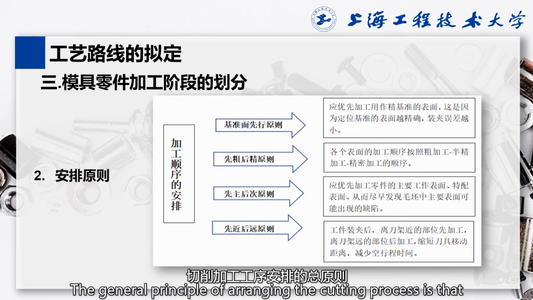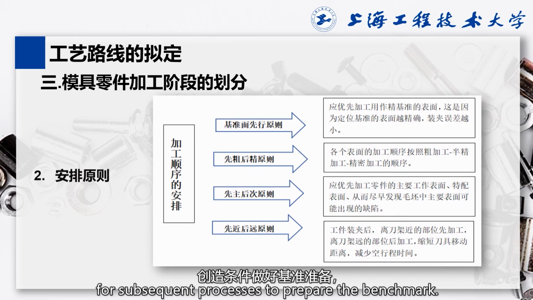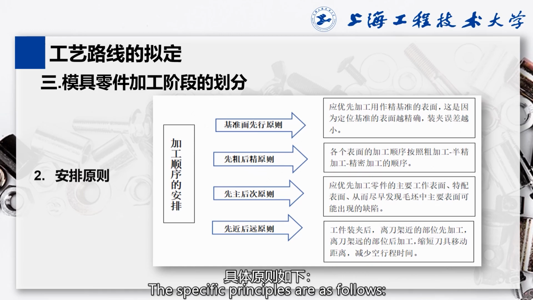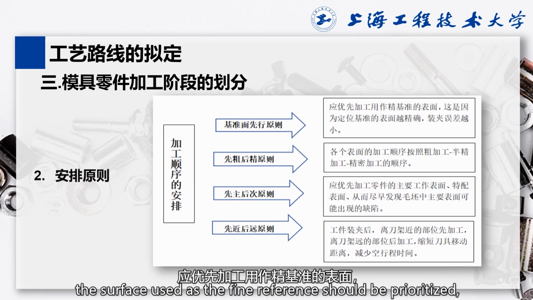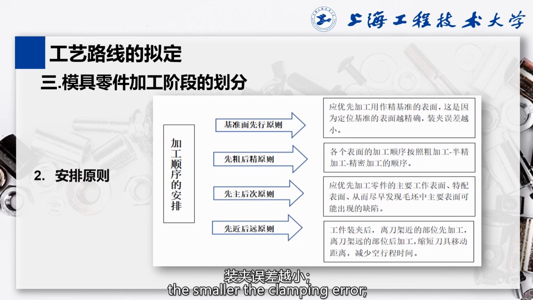The general principle of arranging the cutting process is that the preliminary process must create conditions for subsequent processes to prepare the benchmark. The specific principles are as follows. First, the principle of reference. First, the surface used as a fine reference should be prioritized, because the more accurate the surface of the positioning reference, the smaller the clamping error.